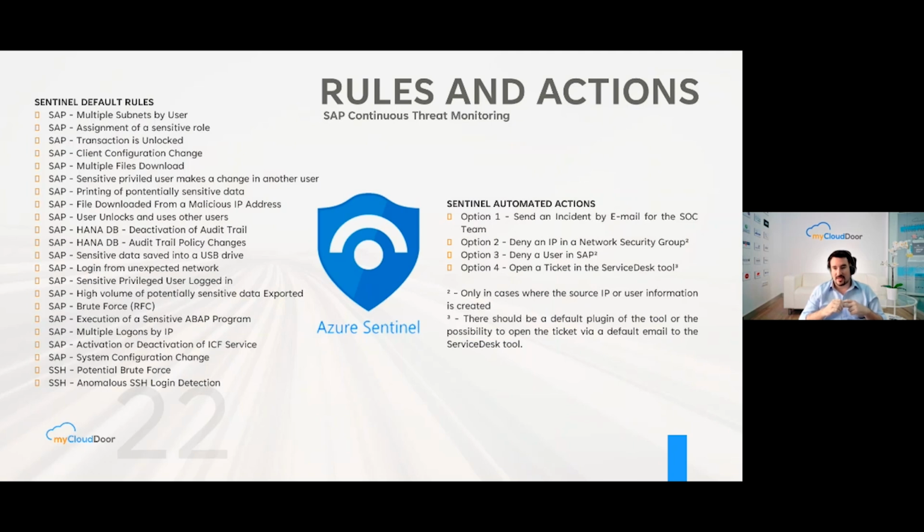This, for example, is a bundle that we provide for our clients. It's for rules and some actions. For example, in these rules, we have multiple subnets by user. So if a user is trying to connect from multiple subnets, the same user from multiple subnets, this is not common behavior.